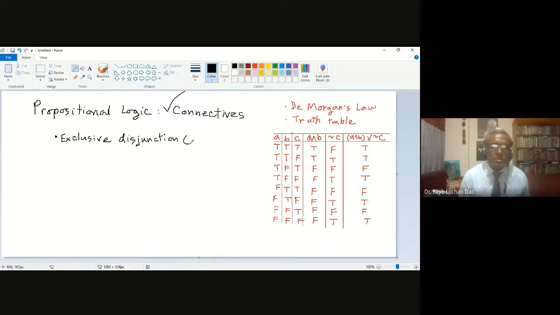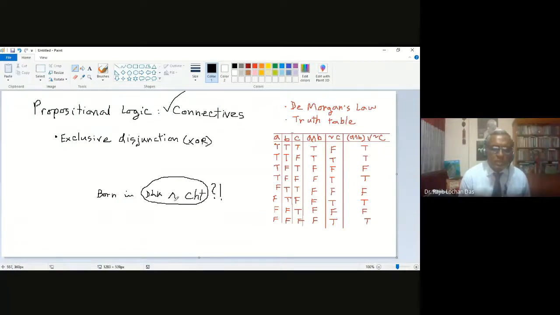So for exclusive disjunction, or XOR, you need to understand the truth table of XOR. What happens for A XOR B? In the last class, I told you one example from Dhaka and Chittagong. Someone born in Dhaka and Chittagong is not possible. It is never ever possible, because someone will be born in one place only. So that is about AND.